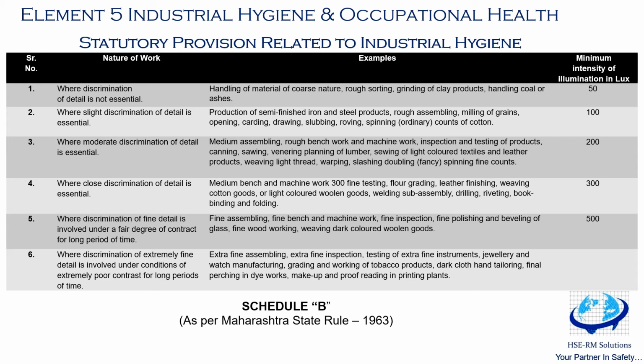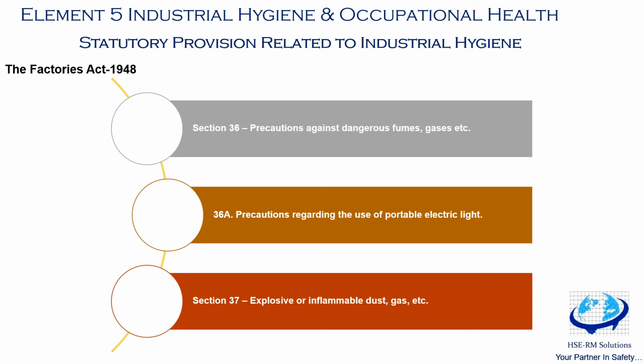Now coming to the next session, that is on the Factories Act again. What are the precautions against dangerous fumes? Now we will be talking on the precaution front. So what does the precaution say? Section 36, from here all the precautions start. Section 36, precaution against dangerous fumes and gases. So what does it say?